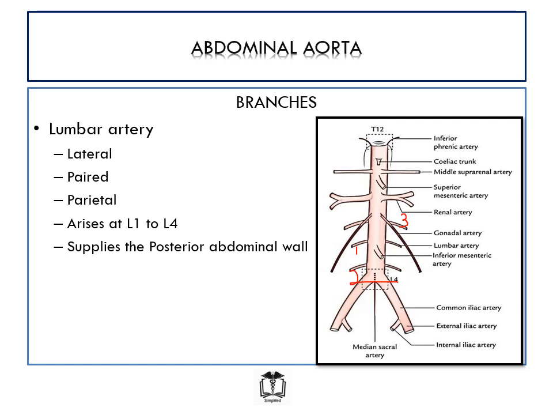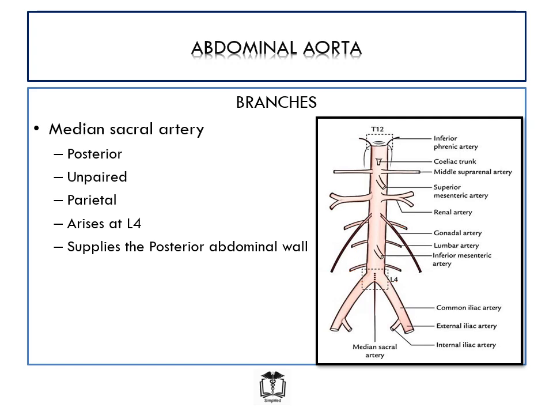Based on the fact that there are four, they tend to arise from 4 different vertebral levels. So we have them arising from L1, L2, L3, all the way down to L4. The part of the parietal structure or body wall that they supply is the posterior abdominal wall, just like the subcostal arteries.